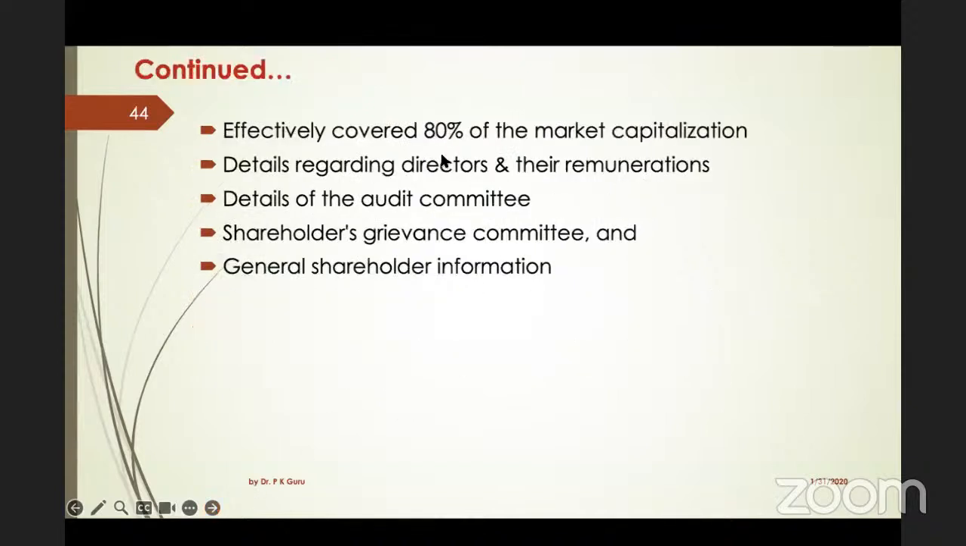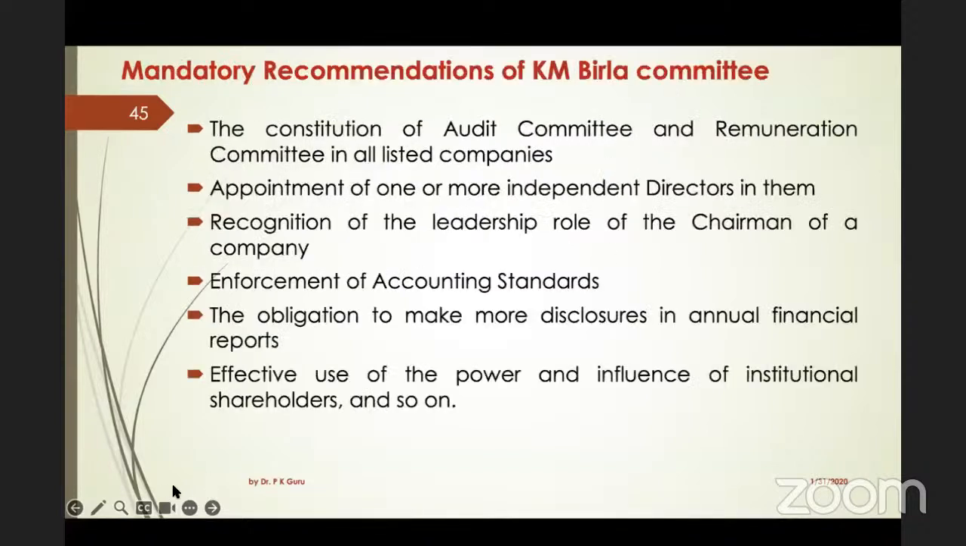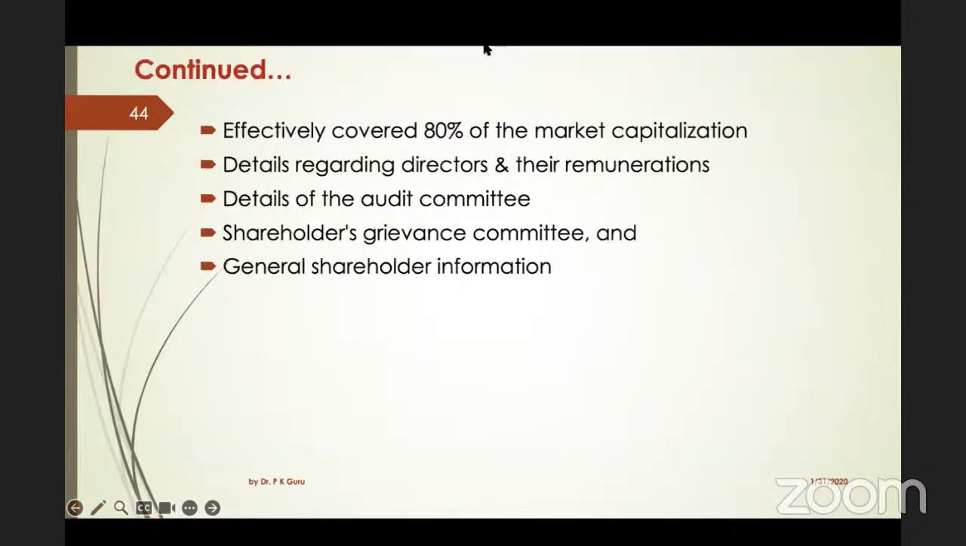These regulations cover 80% of the market capitalization because it was covering the category A of BSE and NSE. So effectively 80% of the market capitalization was covered.